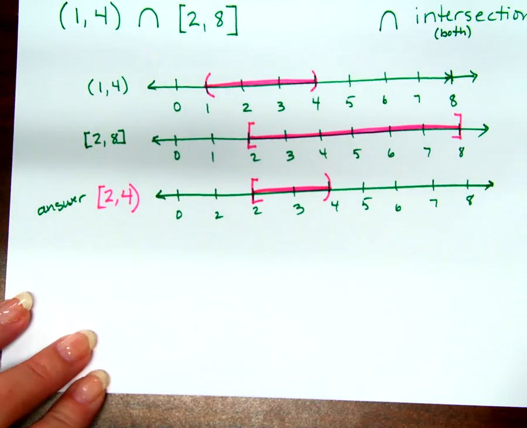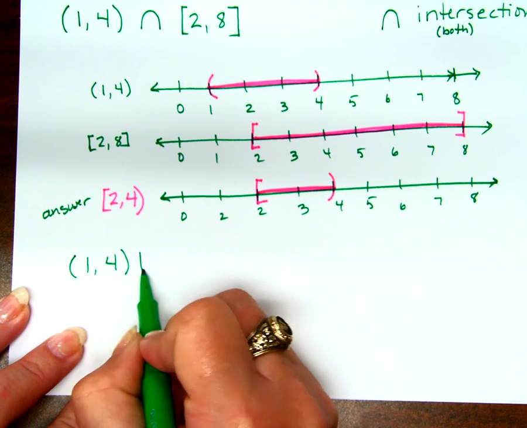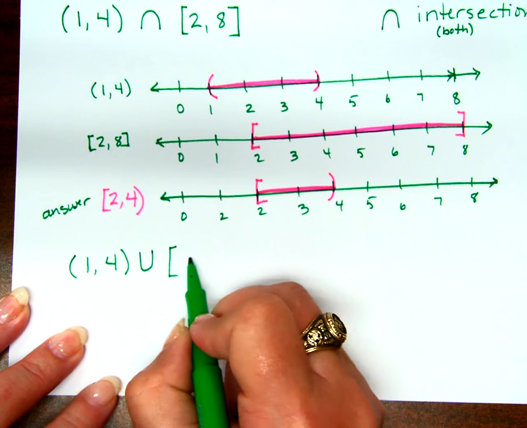Okay, so what if we were doing this problem? 1 to 4 union 2 to 8.